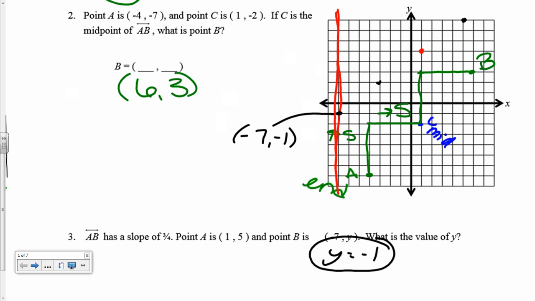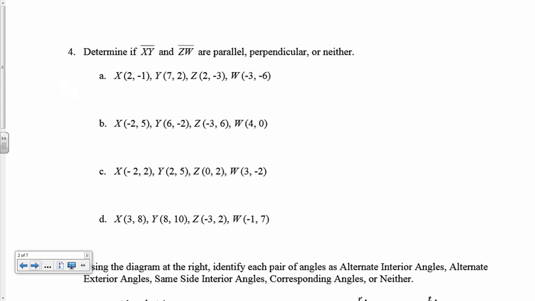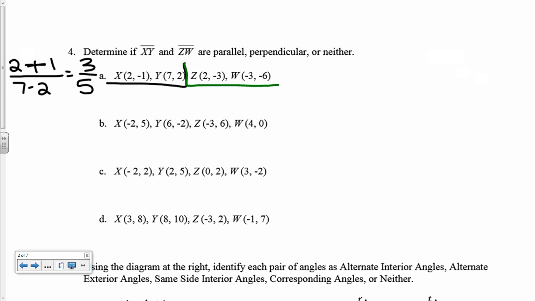Okay, next page. Parallel, perpendicular, or neither. I'm going to look at your slopes. Again, use graph paper if you will. Use graph paper, do it by hand, either one. I'm going to do mine by hand. So subtract my y values over subtract my x values, I get 3/5 for XY. And then for ZW, negative 6 minus negative 3, negative 3 minus 2.